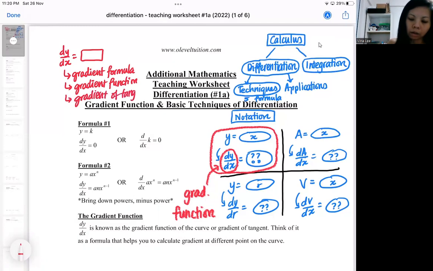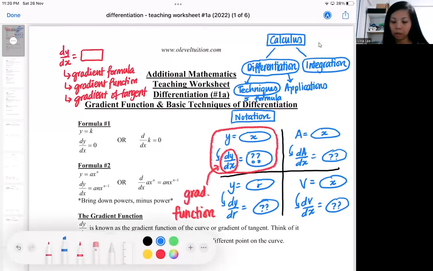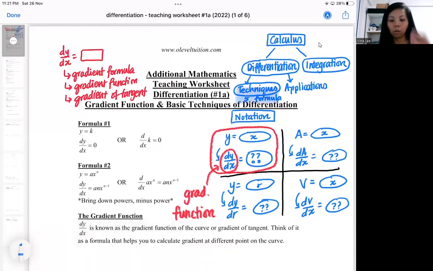So there's a lot of concepts relating to dy dx. This dy dx function that you create based on the 5 formulas that you will be learning will form a few of the applications. Basically, you're creating a gradient formula through the 5 formulas. Today we will not be able to discuss all the 5 formulas, so I'm just going to introduce you to the basic formulas first.